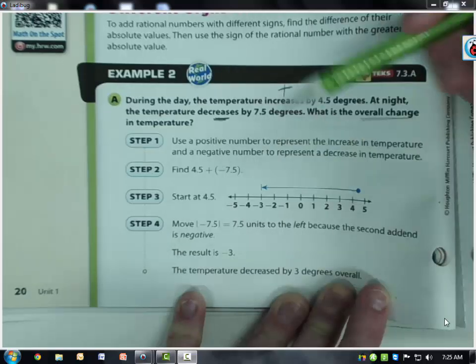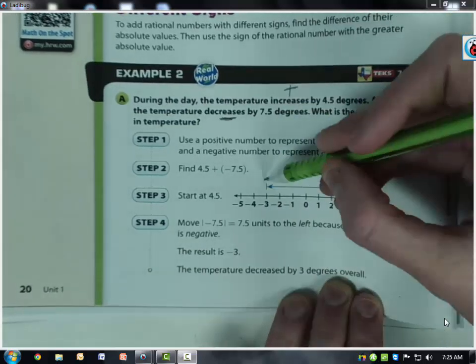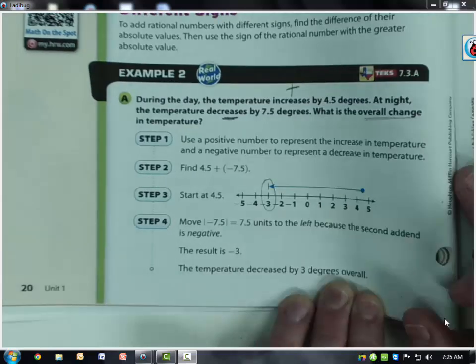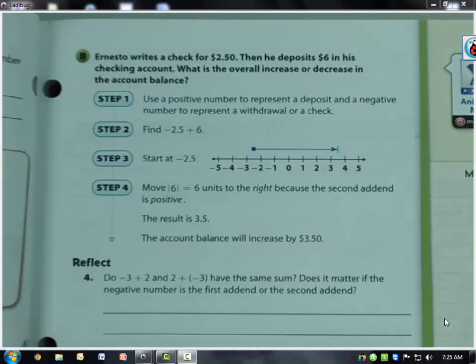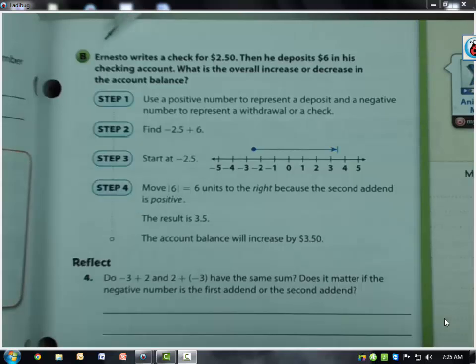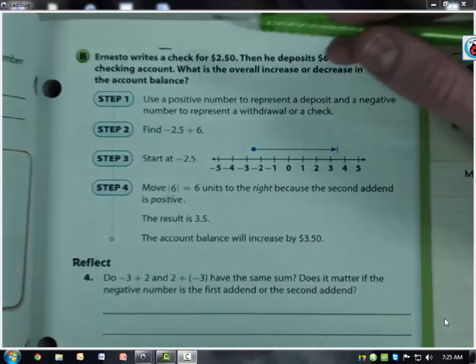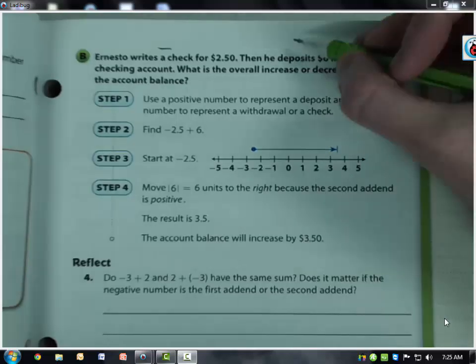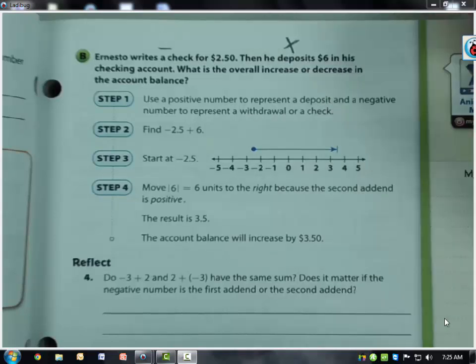Let's try this one. We're almost done. Bear with me. Ernesto writes a check for $2.50. When you write a check, that means you're giving someone money, so that would be going towards the negatives, a negative. Then he makes a deposit in his checking account. If you deposit, that means you're adding money in your checking account, and we're going to be going over this in detail when we go to our next unit. If he deposits $6 in his checking account, what is the overall increase or decrease in his account balance?